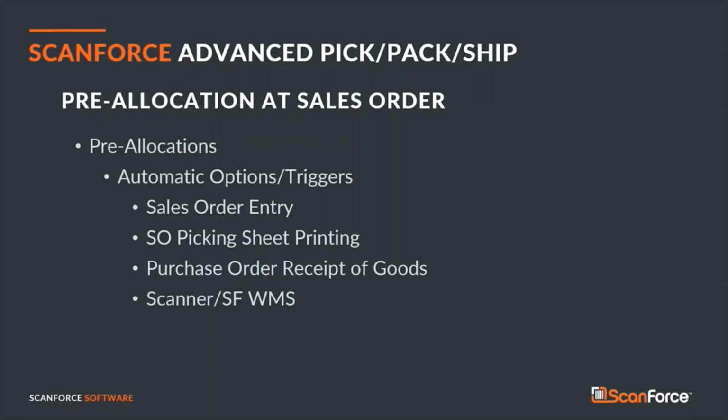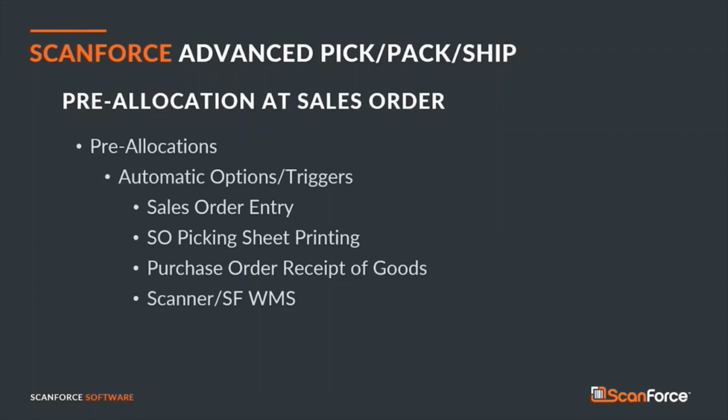So what allocations will do is, for instance, if you want to work on a FIFO method, which is very popular, the system will say, okay, the oldest material is at this location, so that's where I'm going to direct the user to go. And even if they have to go to 2 locations to get the full quantity they need, it will handle that as well.